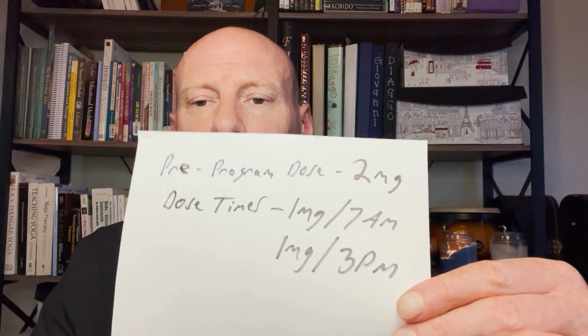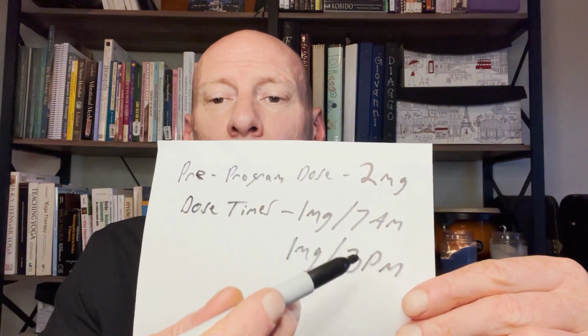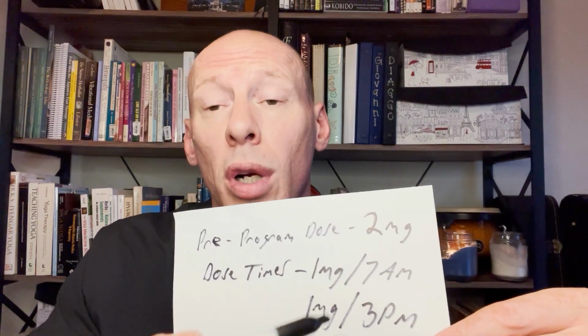And then I was taking the second one at 3 p.m., okay? And it was another half of the Xanax. So it was 1 milligram at 3 p.m. So my dose times are 7 a.m. and 3 p.m. I was taking 1 milligram at 7, 1 milligram at 3. That makes a total of 2 milligrams of Xanax a day. So my starting point for the program is 2 milligrams of Xanax per day as our addiction point.